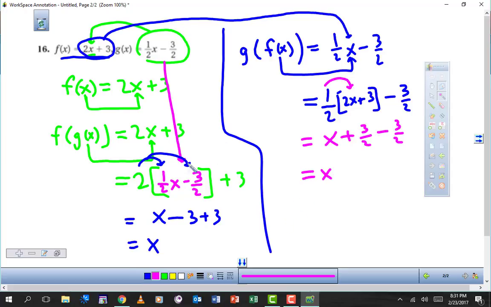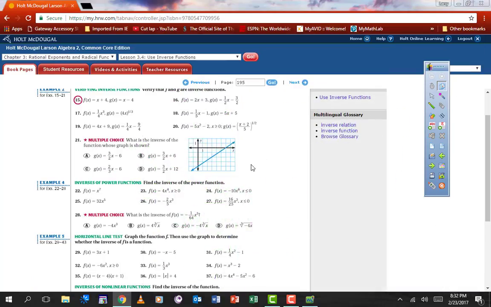So this phenomenon where you put one function inside of another and you get x only happens if the functions are inverses. And so that's what you have to do on these kind of problems. You just have to verify, do simple little steps here, and show that you end up getting x. If you don't get x, then they're not inverses. So that's pretty cool. So anyhow, those problems are very similar. You just plug them in, see what you get.